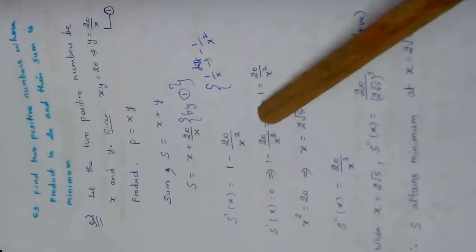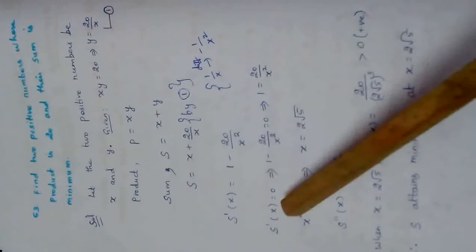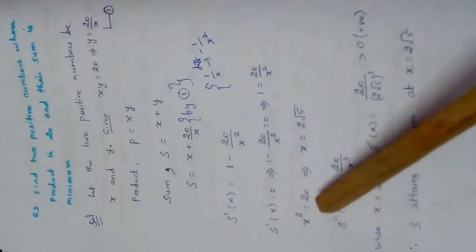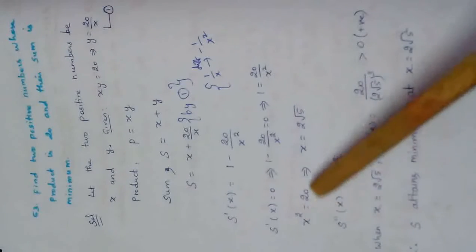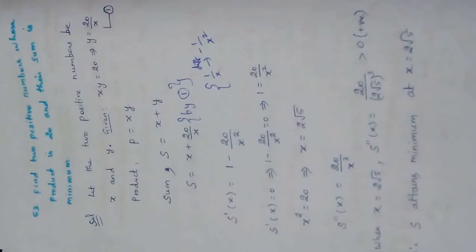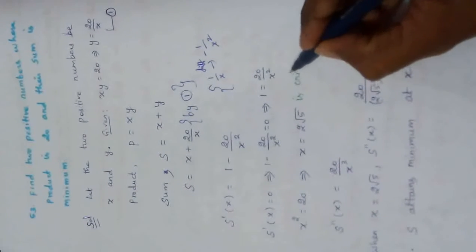So this equal to 0. This comes to the other side positive. Cross multiplying, the square comes to the other side as square root. Root 20 can be written as 2 root 5. So after this, what is it called? Critical number, yes or no? I can write this 2 root 5 is nothing but the critical number.